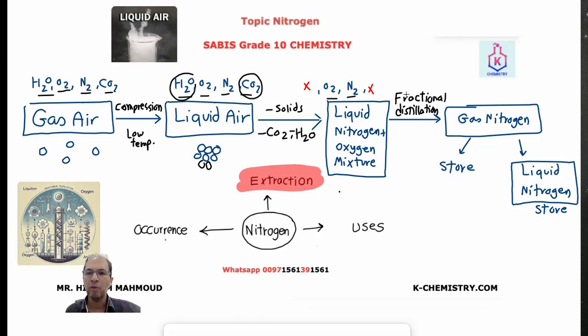If I make evaporation, so I start to make the fractional distillation in the fractionating column, I can start to find that the nitrogen has a lower boiling point than the oxygen. Since the nitrogen has a lower boiling point, it will be distilled or evaporated first. And after that, it will change into the gaseous nitrogen, where I can store it, or I can change it into liquid nitrogen, so I can store it.